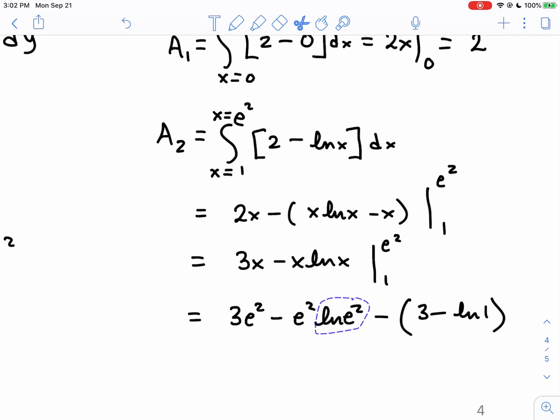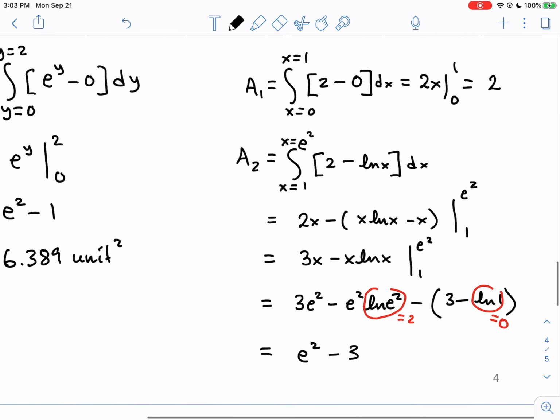Natural log of e squared. That's like asking yourself, e raised to what power equals e squared? And the answer to that's 2. This right here is just equal to 2. So we wind up really having 3e squared minus 2e squared. That just gives me e squared. Natural log of 1 over here is 0, right? Because you would ask yourself, hey, e raised to what power equals 1? The answer to that question is 0. So we just get e squared minus 3.